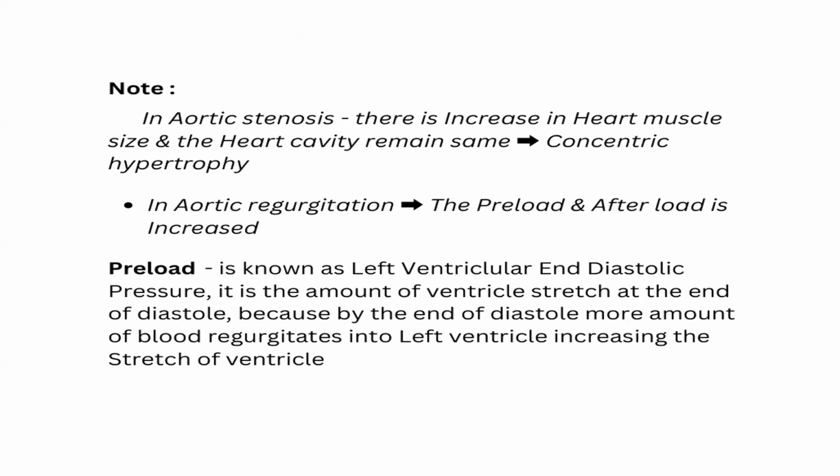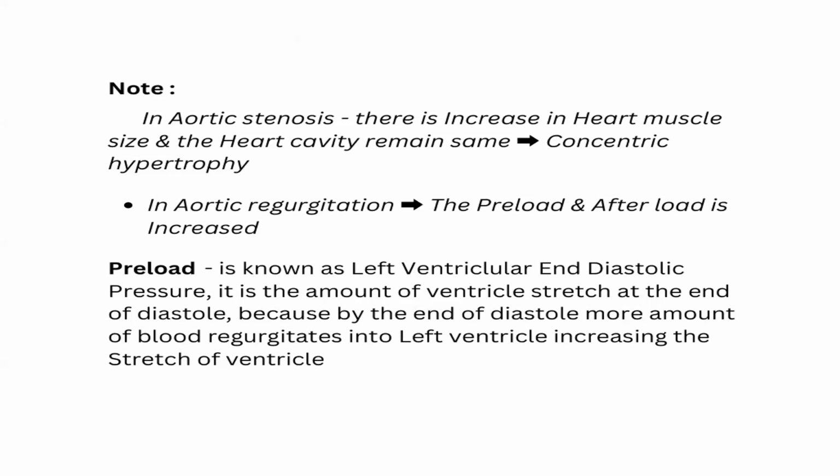Preload, that is before contraction, what is the preload it is having? The ventricle gets that preload during the diastole. So preload is known as the left ventricular end diastolic pressure. That means the pressure in the ventricle at the end of diastole. It is the amount of ventricle stretch at the end of diastole, because by the end of diastole more blood regurgitates into the left ventricle, increasing the stretch of the ventricle.